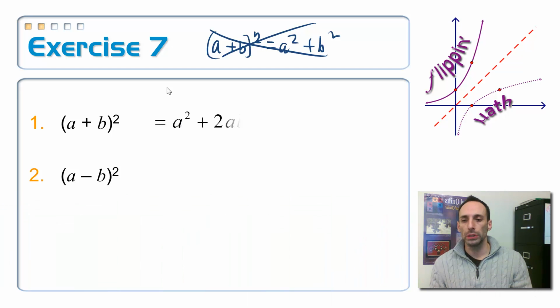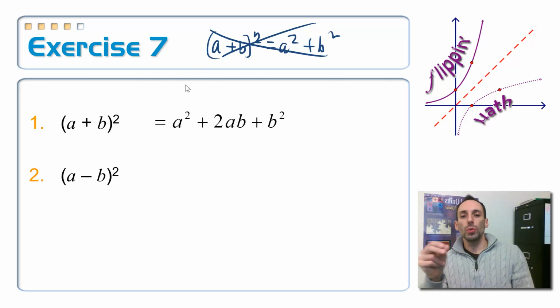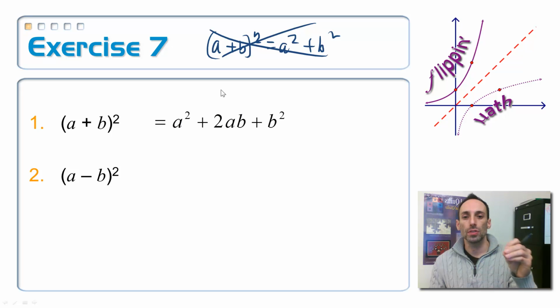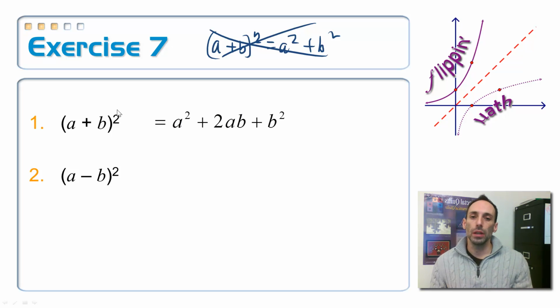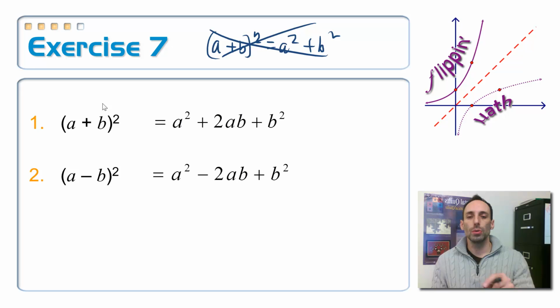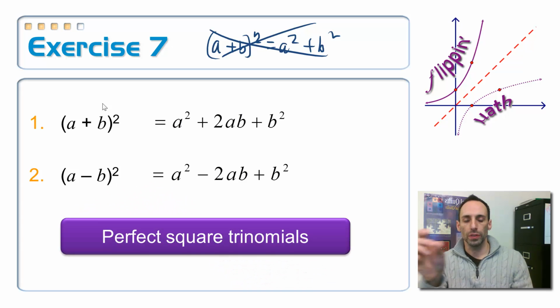Okay, so the first one, the 2ab right there in the middle term, is the same thing as the product of those two things times 2. The reason why is because it happens twice. You'll have an a times a b and then another a times the b. So you just add them up. It gets doubled. Okay, the only difference between the first one and the second one is that 2ab gets a negative sign. These are also special polynomial products. They are called perfect square trinomials. These are called perfect square trinomials.